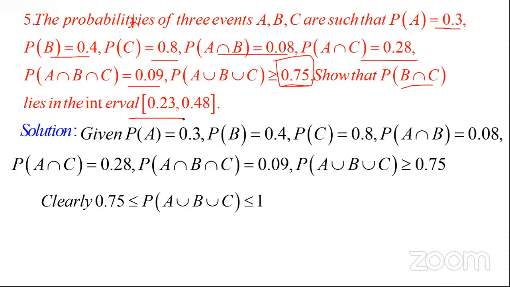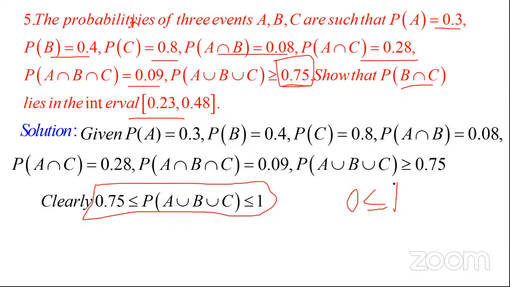Okay, so for the solution, first write the given values: P of A, P of B, P of C, P of A intersection B, P of A intersection C, P of A intersection B intersection C, and P of A union B union C. So clearly we know that, from the condition, 0 is less than or equal to P of E is less than or equal to 1.